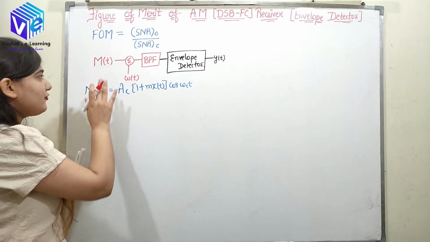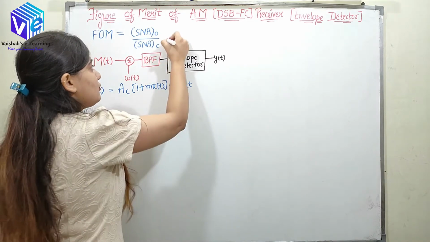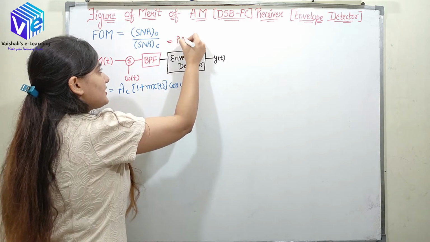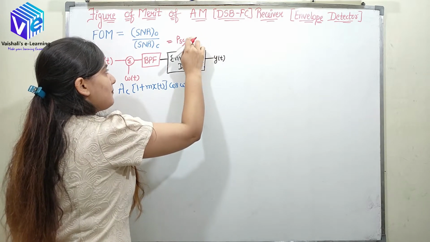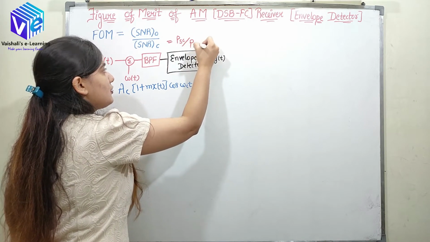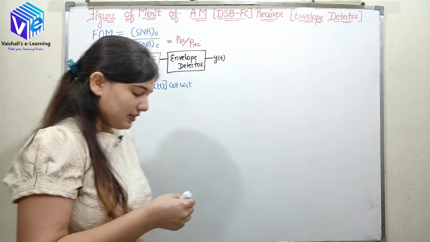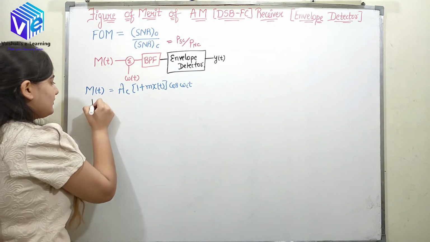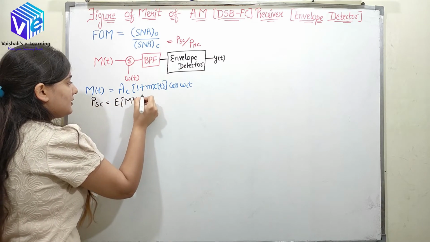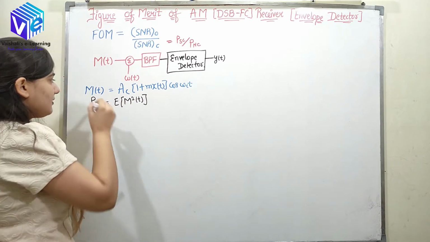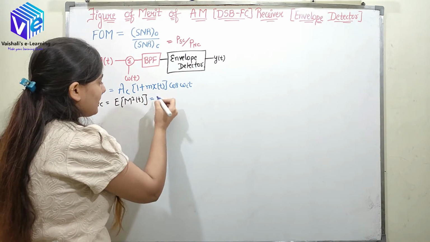Now if I need to find the SNR of the channel, it will be equal to the power of the signal in the channel, which I am denoting as PSC, upon the power of the noise in the channel. First I need to find the power of the signal in the channel. To find it we'll be using E of m square t. We'll take this modulated signal, square it, and take the mean, and it will give me the power. I have talked about it several times.